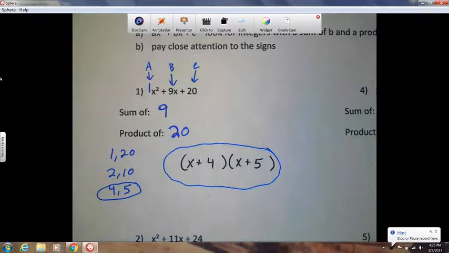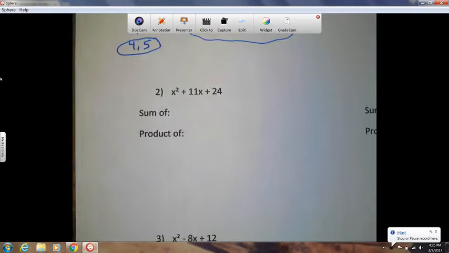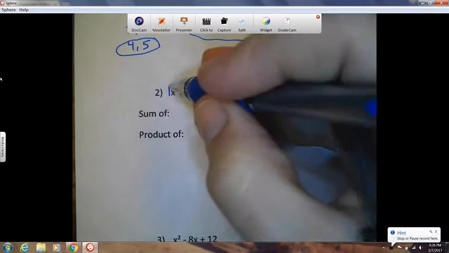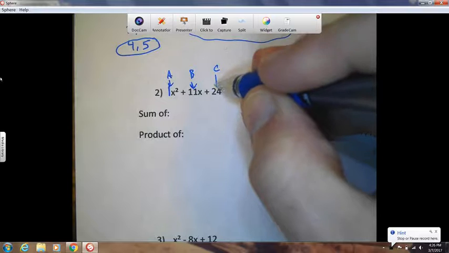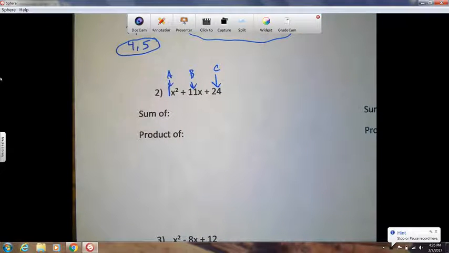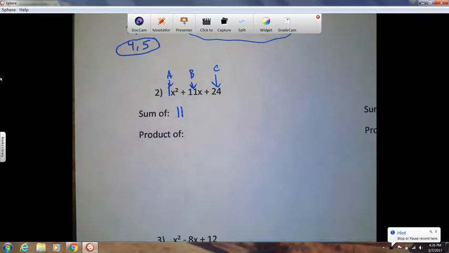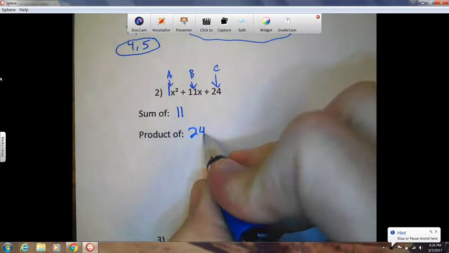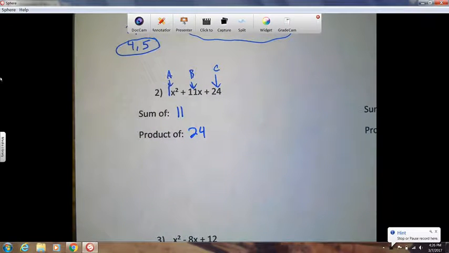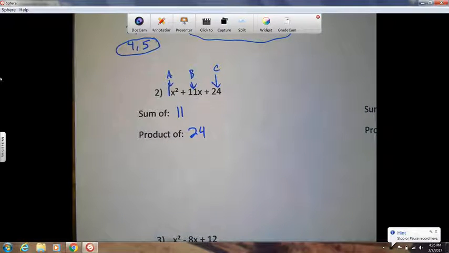Let's try another example. Remember, this is a 1. This is A, this is B, this is C. I need a sum of B, which is 11, and a product of AC, so that's 1 times 24, which is 24. So I need to find out what numbers multiply to equal 24 but add to equal 11. Many of you will know these right off the top of your head, but if you can't figure it out, write everything out like I'm showing you.